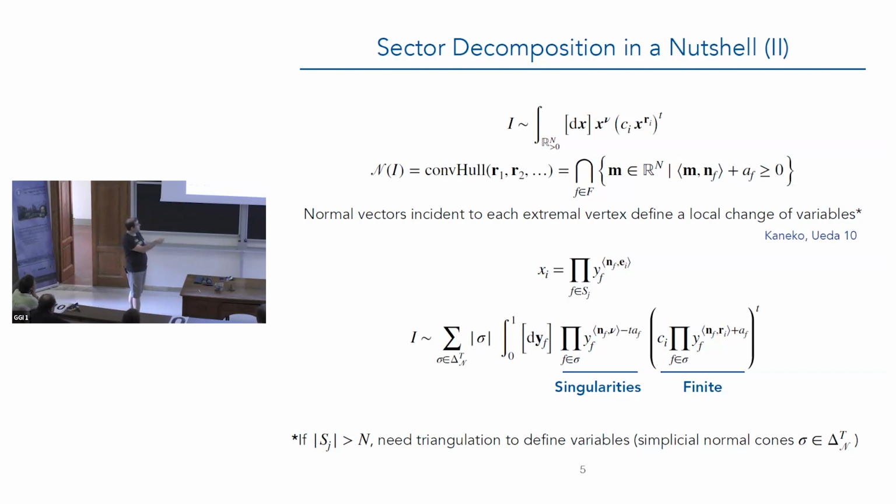So now we have integration over these new variables, y. The singularities sit out the front. And then here we just have a polynomial that we are sure doesn't have any singularities when subsets of these y's go to 0. There's one slight complication, which I won't really go into, but in general, you could have a situation where you have more facets incident to an extremal vertex than you actually want. Essentially, you get more facets incident than you have dimensions, and then you need some sort of triangulation to define linearly independent variables. It's a technicality, and it can be dealt with.